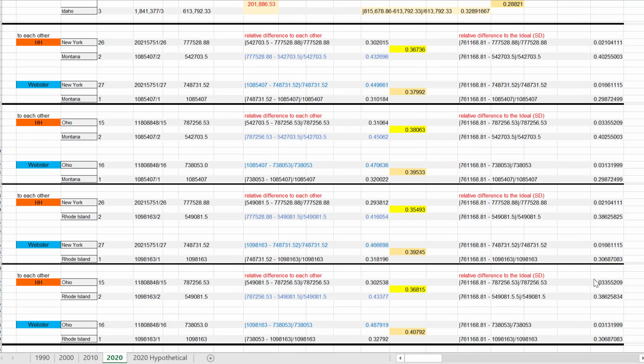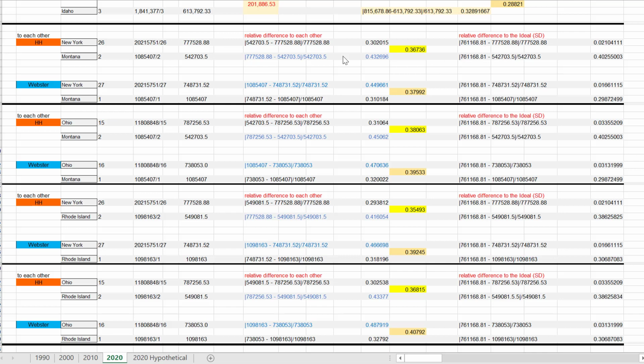One thing that may not be as well known though is you can still do a relative difference, but you take the relative difference of each state and compare it to the ideal, the people per seat, which is the standard divisor for the whole country. That's the 761,000 value. So take this relative difference, subtract it from the ideal, divide by the 777,000. So that's the people per seat.